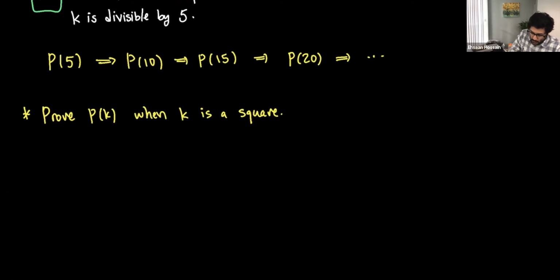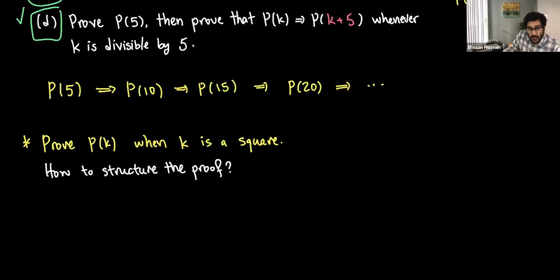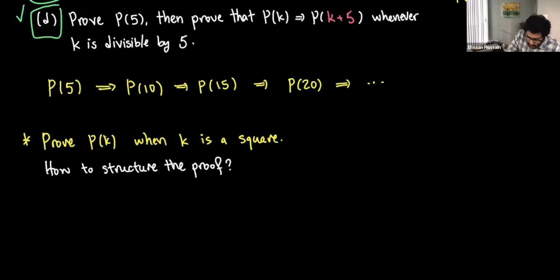How should I structure the proof? This might help clear up some stuff. How would you structure a proof like this? Maybe I should have said P of n, but oh well. In fact, let me change it, because we usually use n, not k, right? So let's stick to n just to keep things simple.